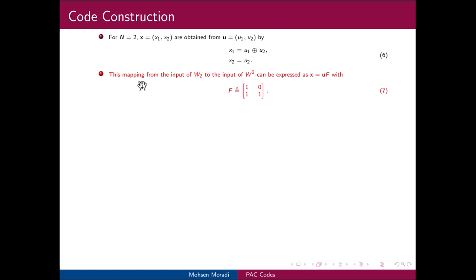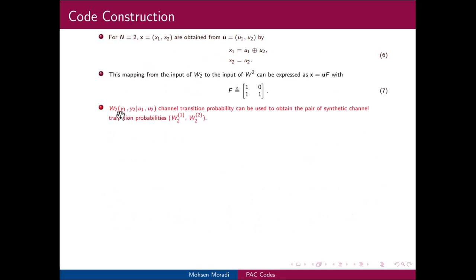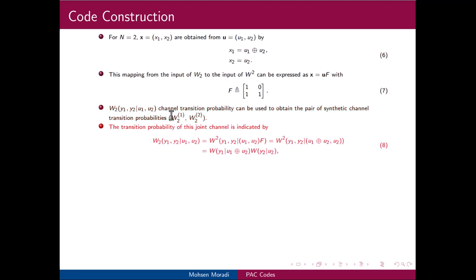U1, U2 is the input of W2, and it's two copies of the channel W that we are having. X1 is the input of one channel, X2 is the input of another copy of the channel. W2, which is the overall channel, is the probability of the channel output given channel input. And we want to obtain two synthetic channels. I described it, so let's be more mathematical.